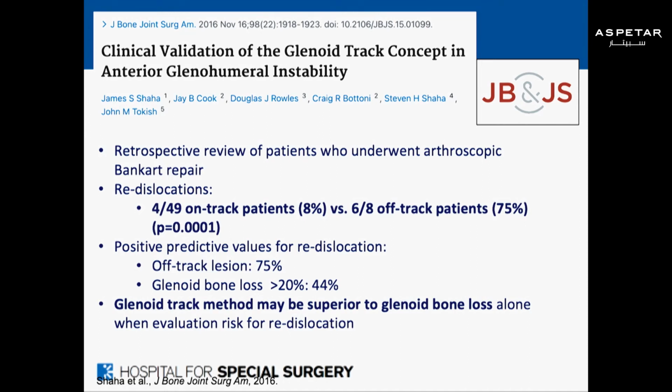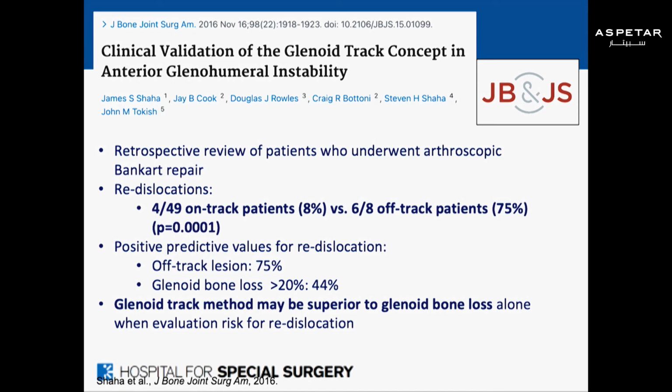To validate the glenoid track concept, this was J.T. Tokish, who was very thoughtful about this. They did a retrospective review of patients who underwent arthroscopic Bankart repair, and they looked at their redislocations. Patients who had on-track lesions, so again, not just looking at glenoid bone loss or humeral head bone loss, but classifying it as on-track, had only an 8% redislocation rate. When you look at the off-track patients, 3/4 of them redislocated. So the positive predictive value for redislocation if you look at an off-track lesion was 75%.